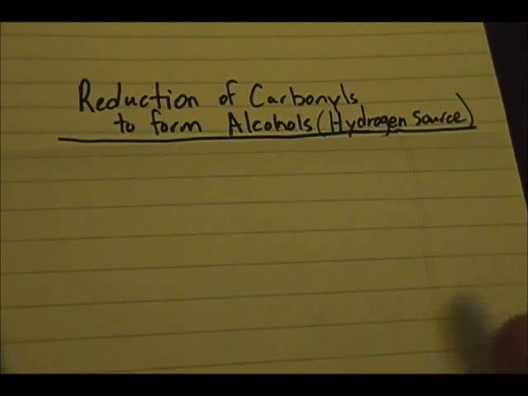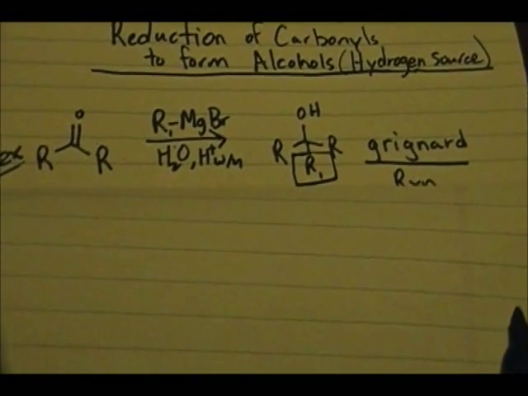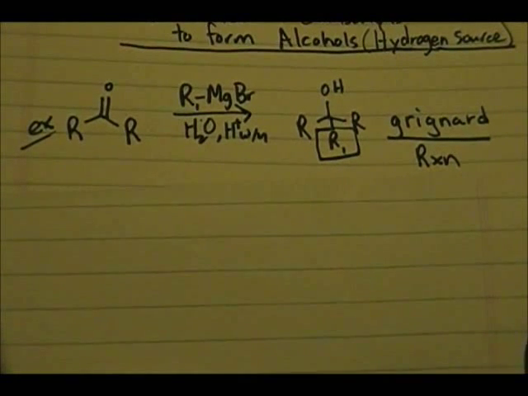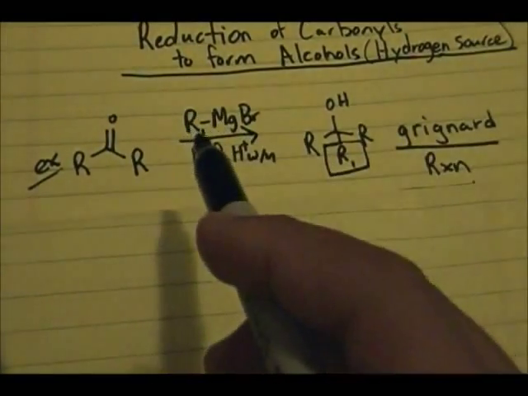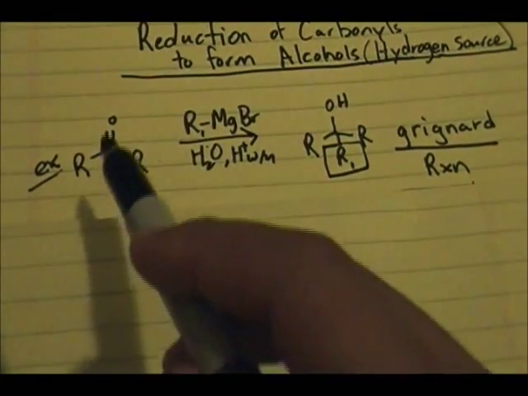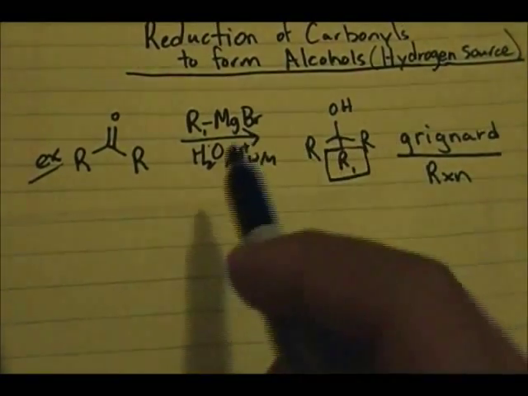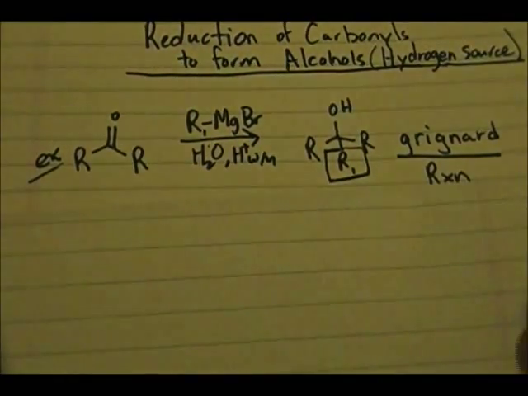Welcome back everybody. For this video I'll be discussing the reduction of carbonyls to form alcohols, and I'll be dealing with hydrogens and hydrogen sources. If you recall back to my Grignard reaction video, the Grignard reaction was an example of reducing carbonyl compounds to form alcohols, and the way it did it was that the R served as a nucleophile, and it added into the carbon of the carbonyl, and it reduced it to form the alcohol. And you had this little intermediate step, this H2O, H plus workup, to neutralize the negative on the oxygen.